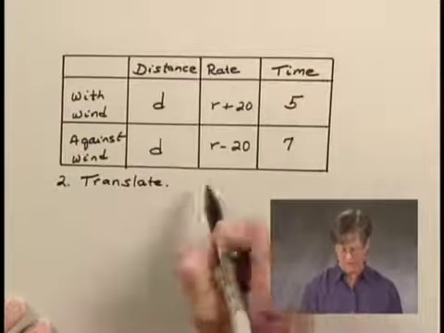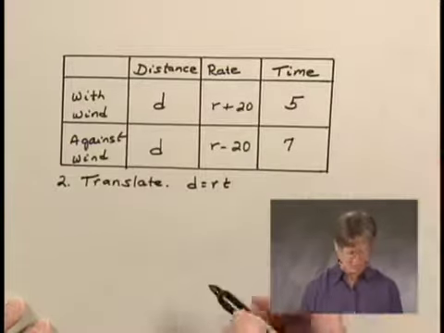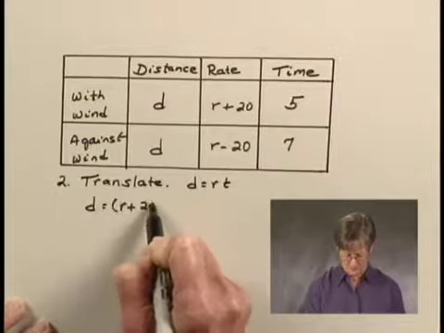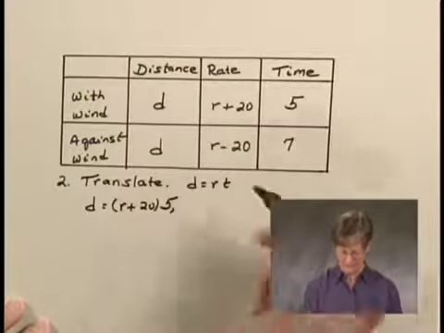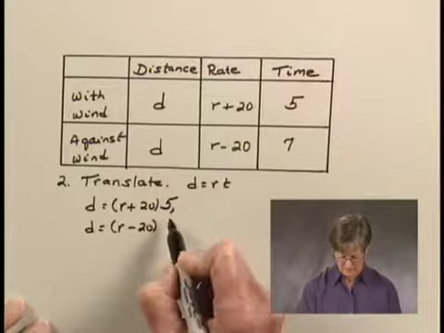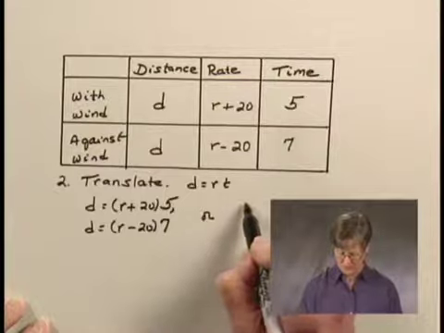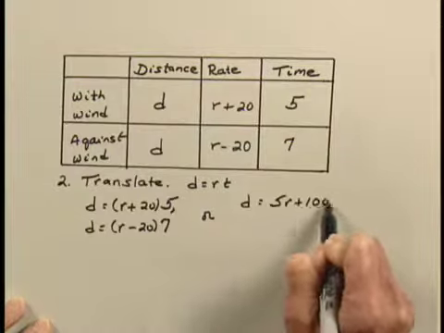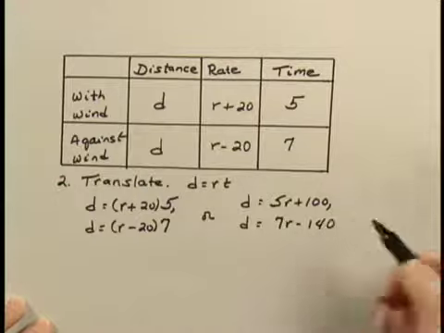Now let's use the information in this table to translate to a system of equations. We're going to use the formula distance equals rate times time in each of these rows of the table. So from the first row, I know that d is equal to the speed, or the rate, r plus 20 times the time, which is 5. And using the second row to do the same thing, we get that d is equal to r minus 20 times the time, which is 7. Or if we actually do these multiplications, we have the system of equations d equals 5r plus 100 and d equals 7r minus 140.